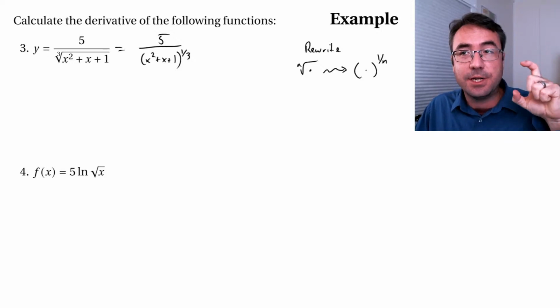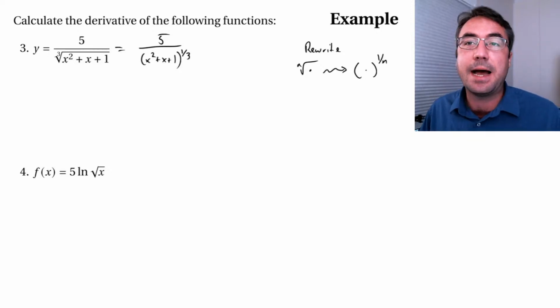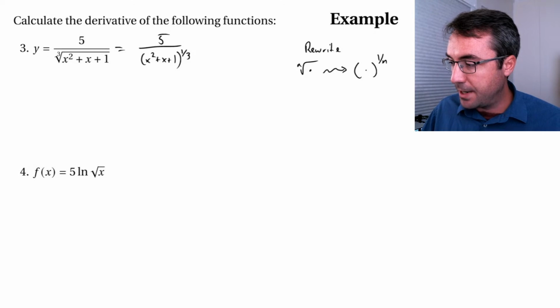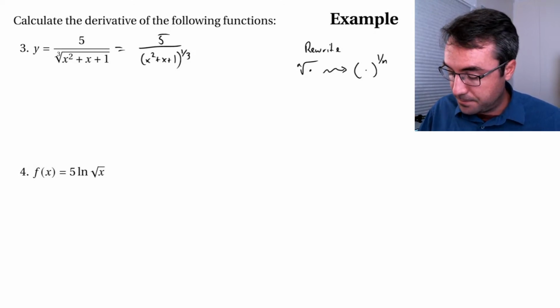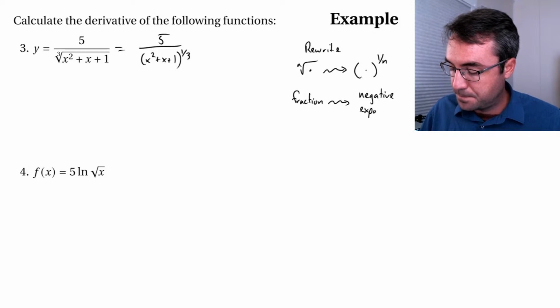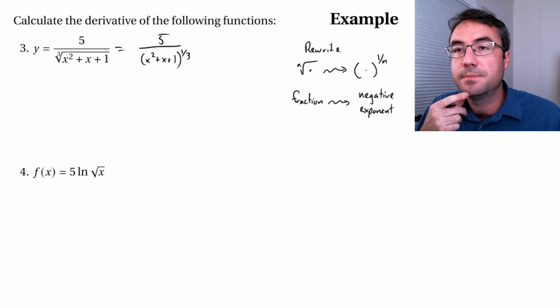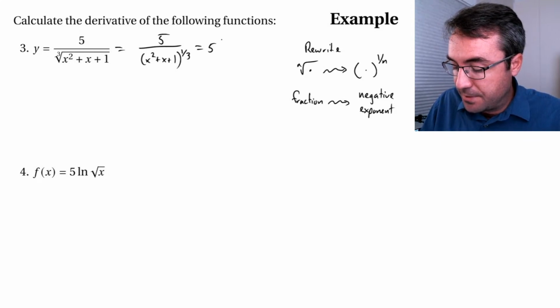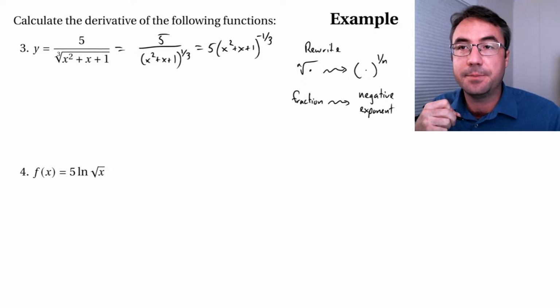Now, as it's written, we have a fraction. So we might start thinking we have to use quotient rule, but there's no variable in the top. It's just a number. So another strategy that we've had is to rewrite a fraction with a negative exponent. We're going to get rid of the fraction and we're going to make it into a negative exponent. So we'll go one step further and write this as 5 times x squared plus x plus 1, all raised to the negative 1/3 power.